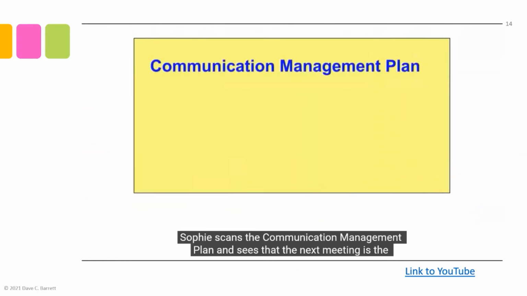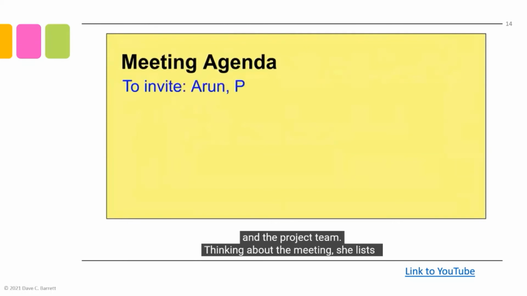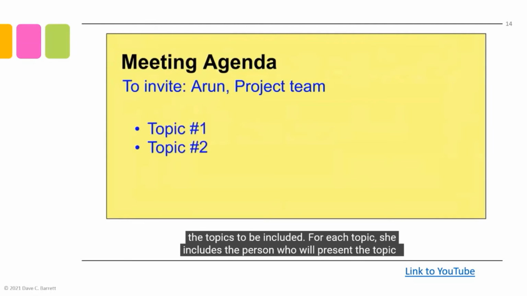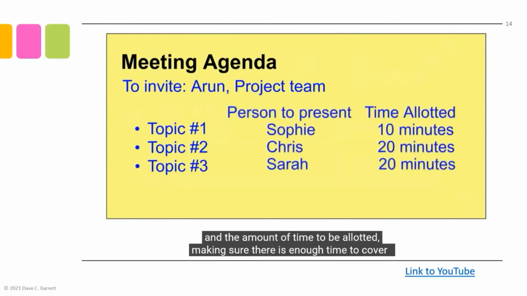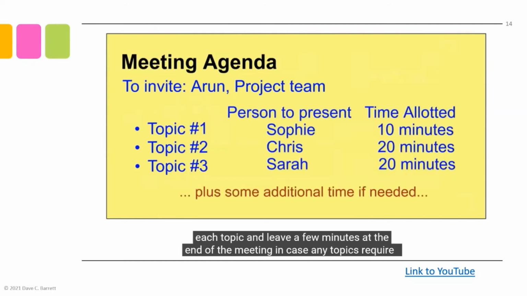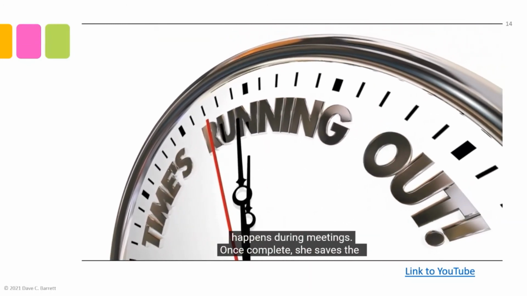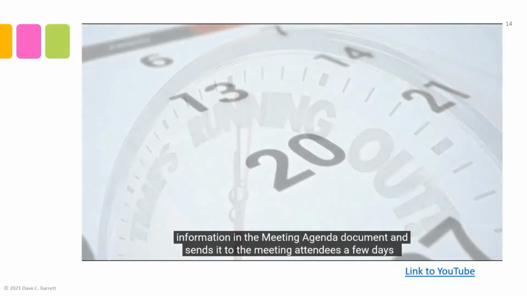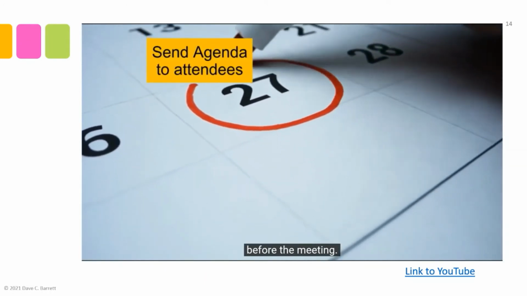Sophie scans the communication management plan and sees that the next meeting is the scope review meeting, so she starts to work on the agenda. She decides to invite Arun and the project team. Thinking about the meeting, she lists the topics to be included. For each topic, she includes the person who will present the topic and the amount of time to be allotted, making sure there is enough time to cover each topic and leave a few minutes at the end of the meeting in case any topics require a little more time. She knows from past experience that this sometimes happens during meetings. Once complete, she saves the information in the meeting agenda document and sends it to the meeting attendees a few days before the meeting.